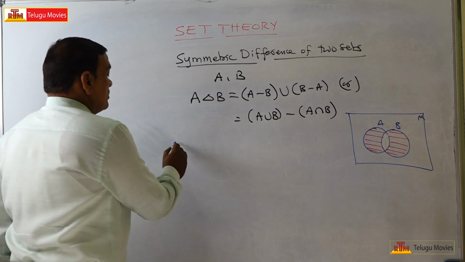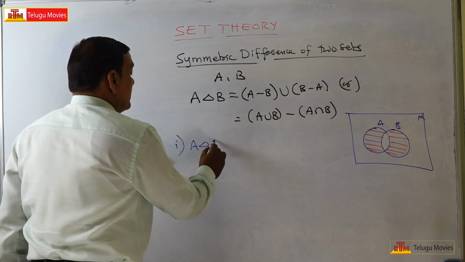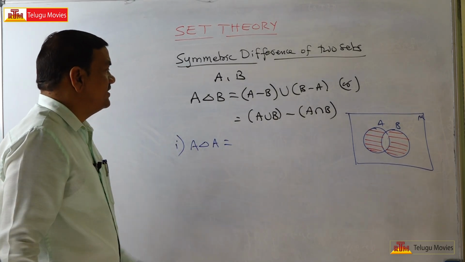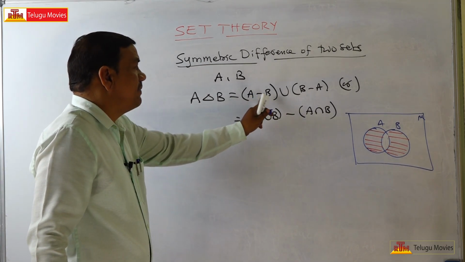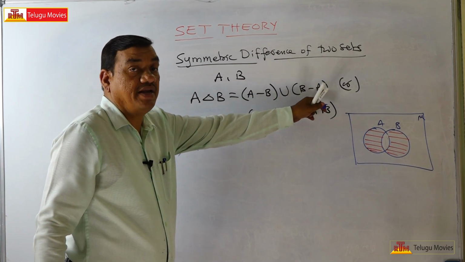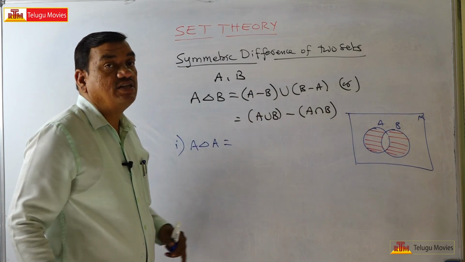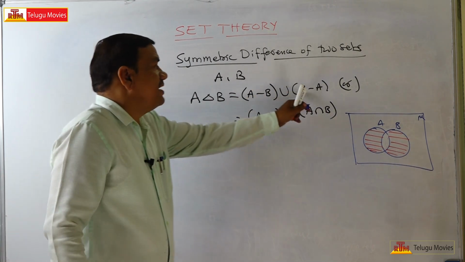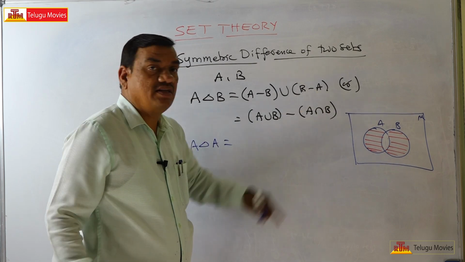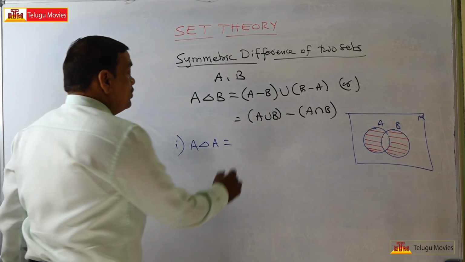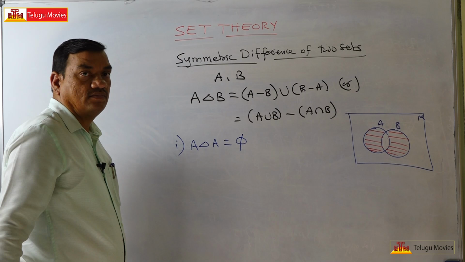The first one is, what is A delta A? A delta A means A minus A union A minus A. A minus A means what? Null set. Here also A minus A, null set. That means null set union null set, null set. Understand?